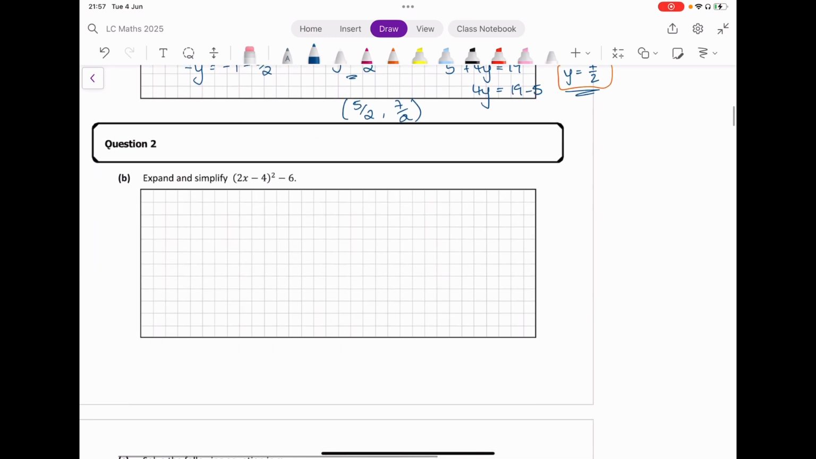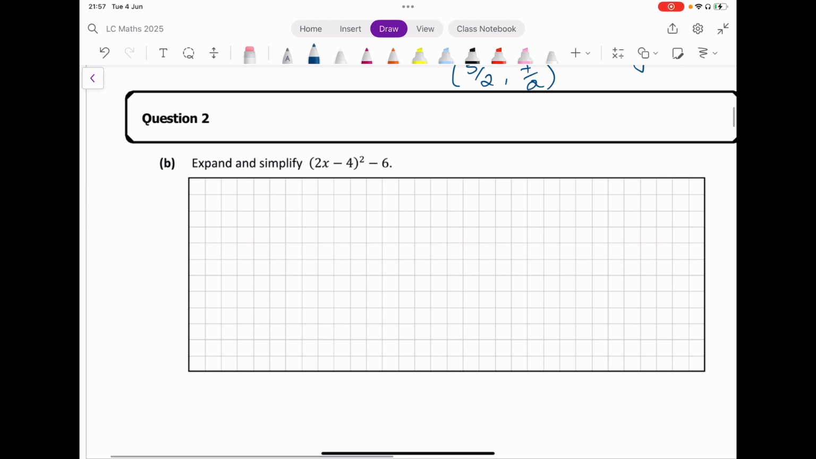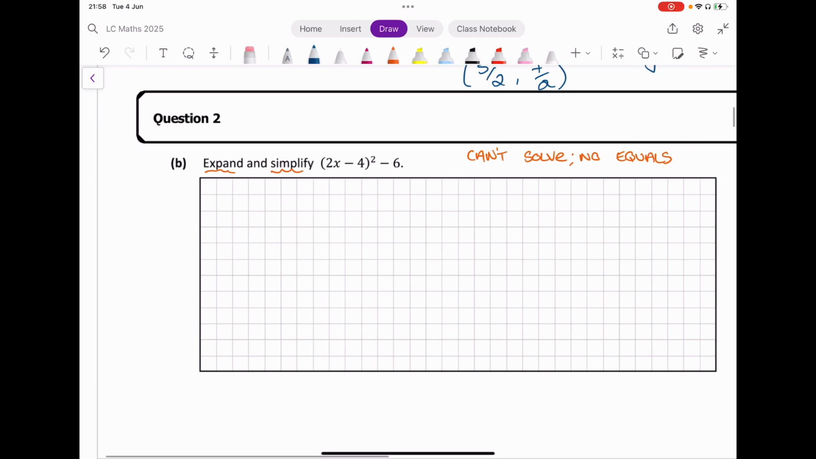Now on to question 2. So all this one is doing, and look at the verbs that they're using. It wants you to expand and simplify, not solve. Expand means get rid of the brackets, and simplify means put x's with x's, numbers with numbers, x squareds with x squareds. That's all it's asking you to do. You can't solve because there's no equal sign. You cannot solve an equation for x, okay? So we're just expanding it.